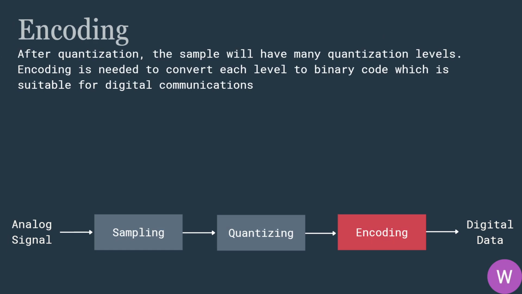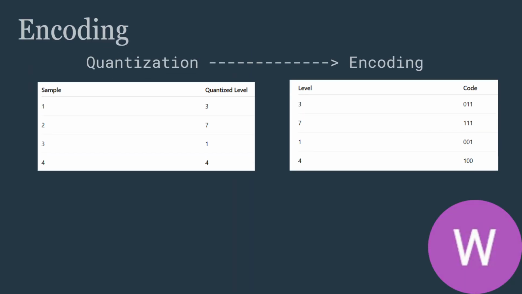So after quantization, the next step will be encoding. So basically encoding is just to convert each of the levels, each quantization level that we got, into binary code, because digital communication systems can only read binary code. So we need to use encoding here. Here is the basic explanation for encoding.